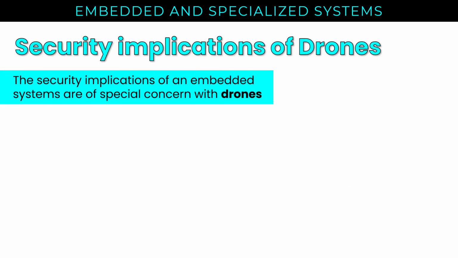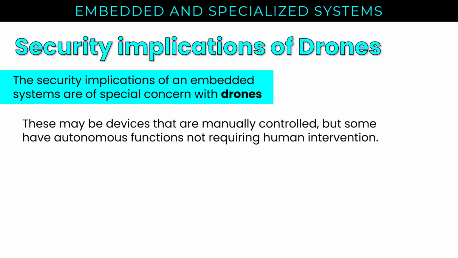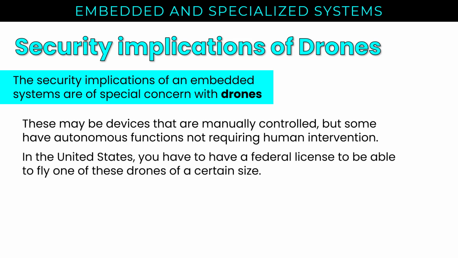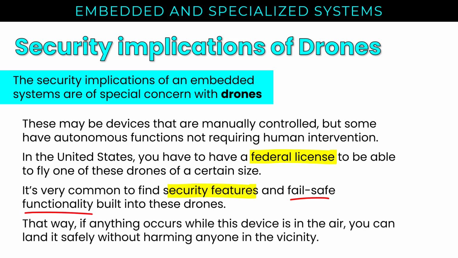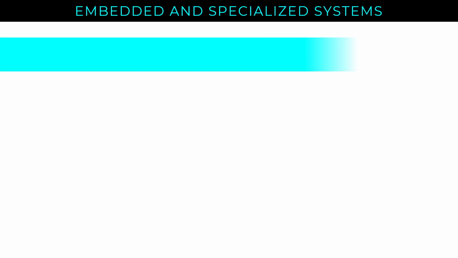Now, the security implications of embedded systems are of special concern with drones as well. These may be devices that are manually controlled, but some have autonomous functions, not requiring human intervention. And in the United States, you have to have a federal license to be able to fly one of these drones of a certain size. It's very common to find security features and fail-safe functionality built into drones, and that way if anything occurs while this device is in the air, you can land it safely without harming anyone in the vicinity. And you want to consider those features when you're selecting these devices.